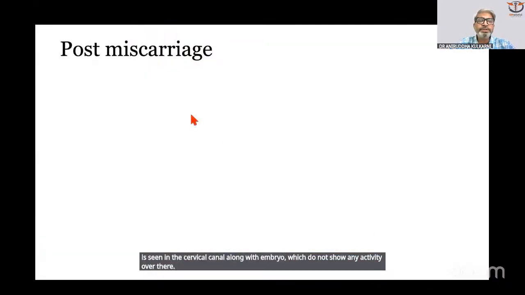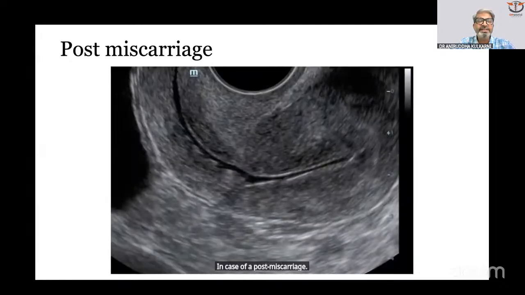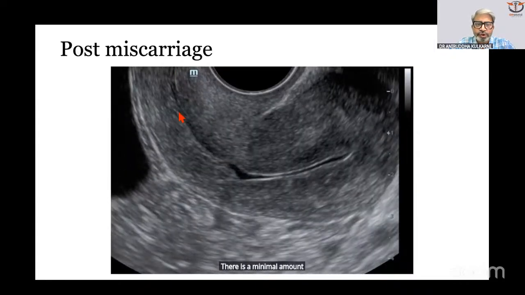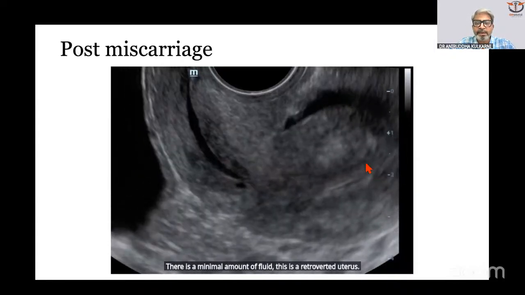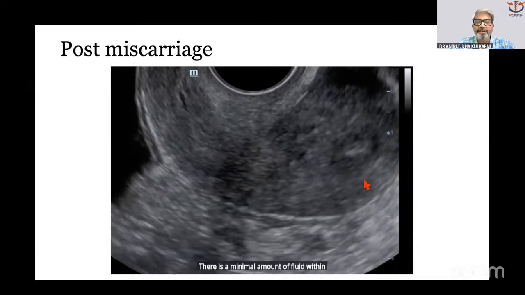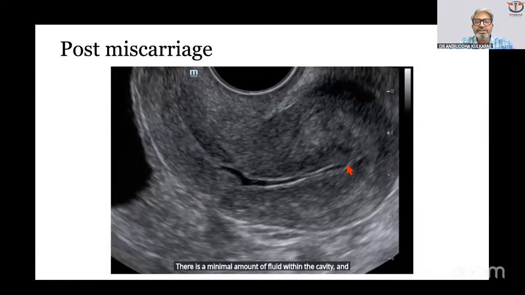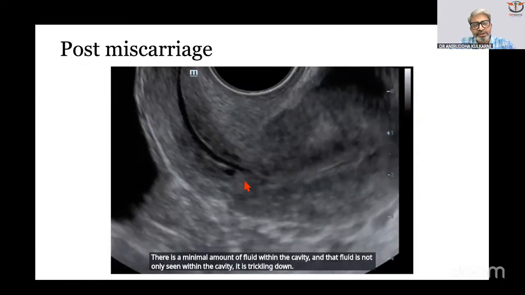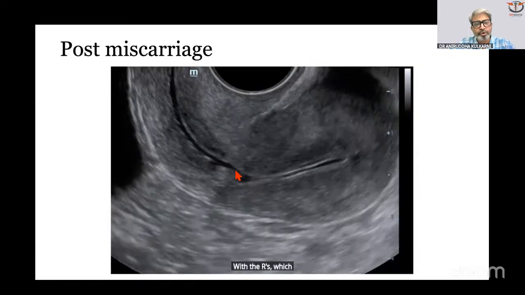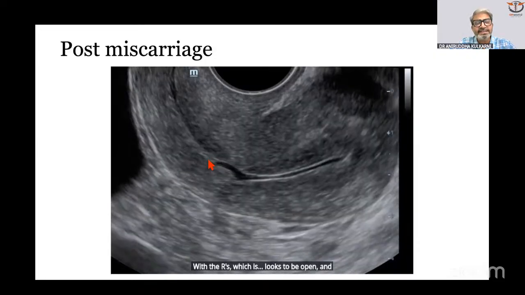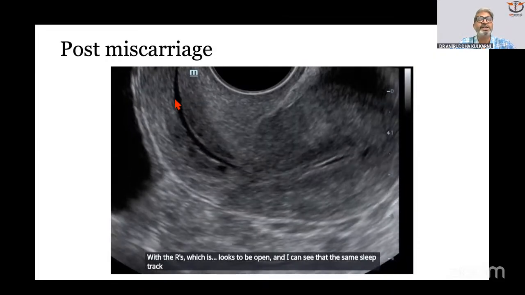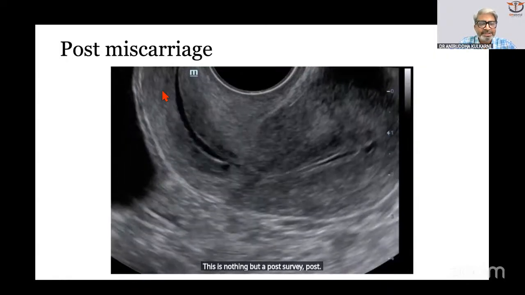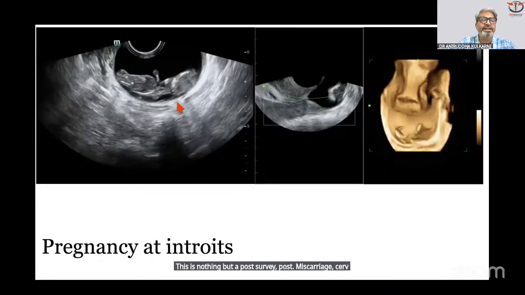In case of a post miscarriage, on many instances, you will see that there is a minimal amount of fluid. This is a retroverted uterus. There is a minimal amount of fluid within the cavity, and that fluid is not only seen within the cavity, it is trickling down with the os, which looks to be open, and I can see that the same fluid track is seen within the cervical canal. This is nothing but a post miscarriage cervical canal fluid collection.